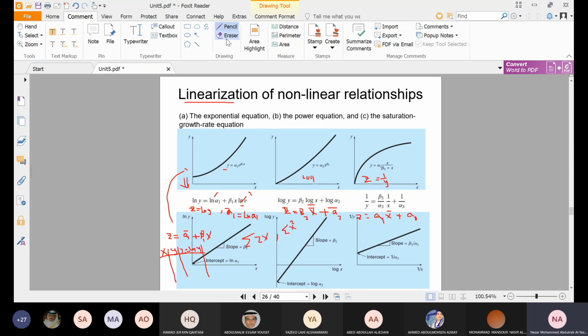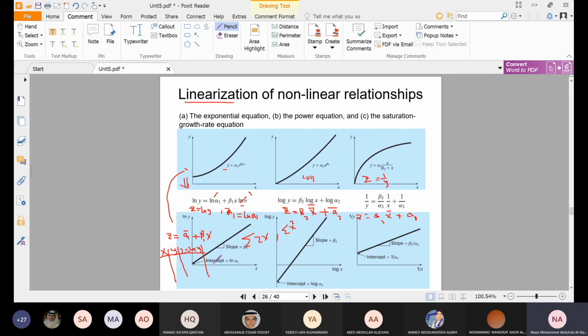I have here this a1 and this a0, and I know this one. I will build my table. I have x and y, and now an extra column: 1 over x, which will be this variable x bar. I have another column for 1 over y, so this will be z.